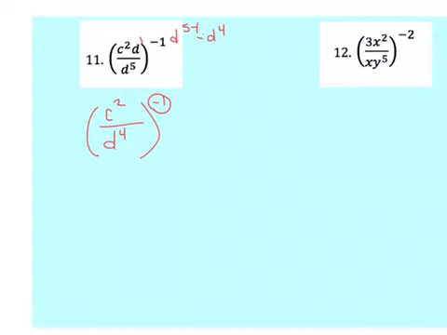So what's on the bottom goes to the top, what's on the top goes to the bottom. So that means that the d to the 4th is going to be on top, and the c squared is going to be on the bottom, and I am done with that. So number 12 is the same kind of idea.